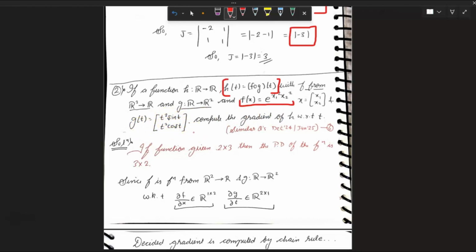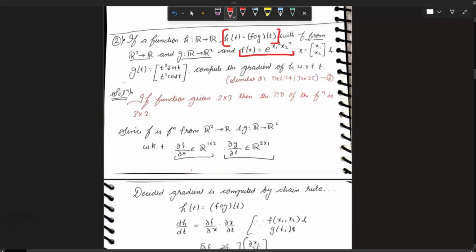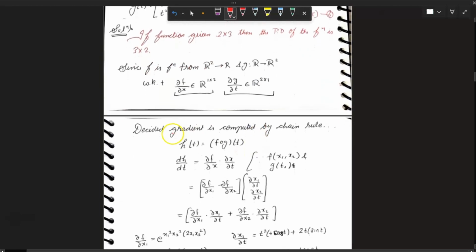Here you can note a point: if a function f from R^2 to R^1 is given, then if you differentiate f partially, the order will reverse. It will become R from 1 to 2. Likewise, g is given from 1 to 2, so its derivative becomes 2 to 1. Similarly, if a function is given as 2 cross 3, then the partial derivative of the function is 3 cross 2. Likewise, you can solve the question.